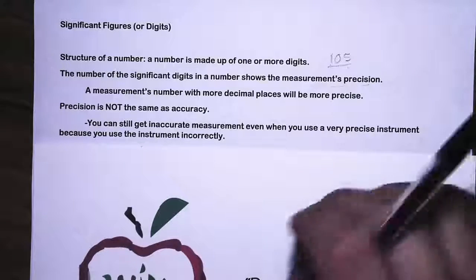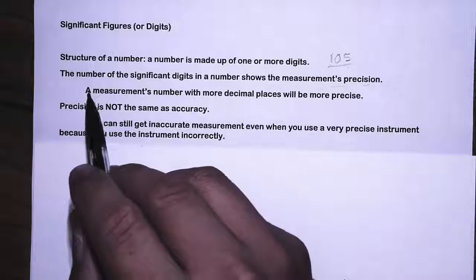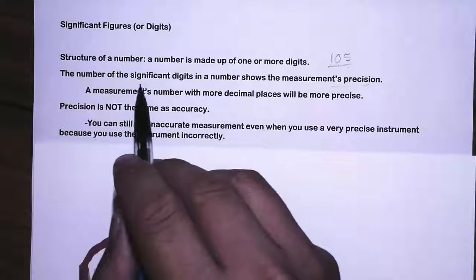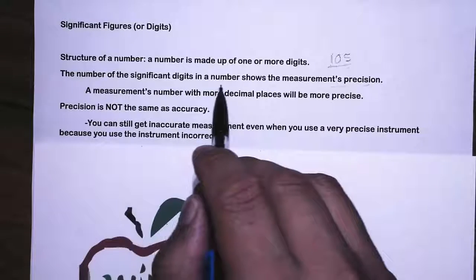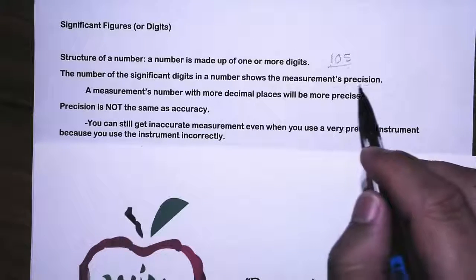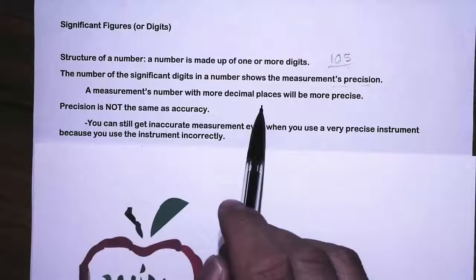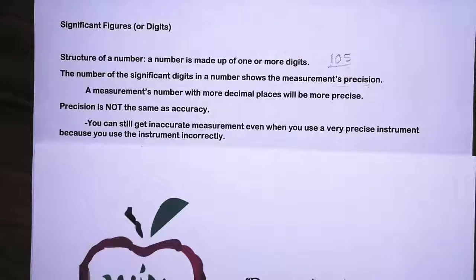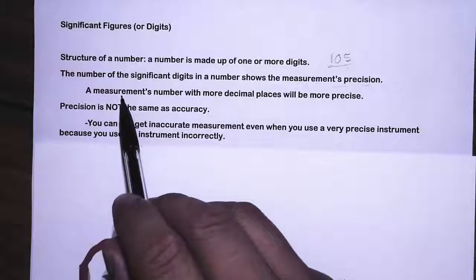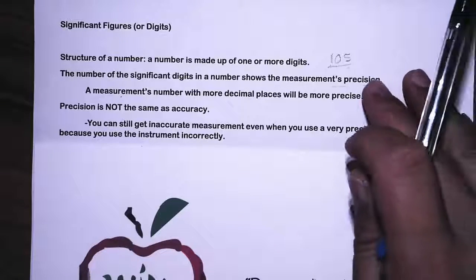Now let's talk about significant figures of a measurement. The first thing is that the number of significant digits in a number or in a measurement shows the measurement precision. A measurement number with more decimal places will be more precise. That means the instrument used to determine that measurement is, in most cases, more expensive.